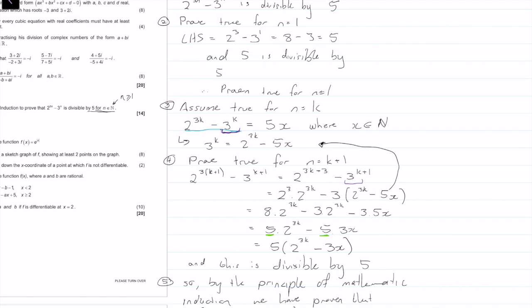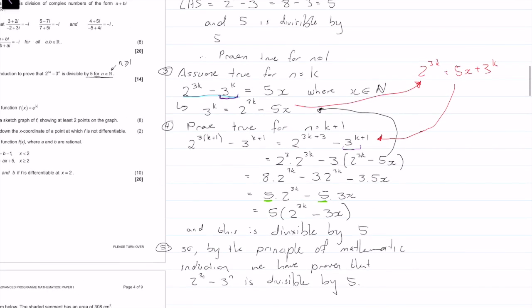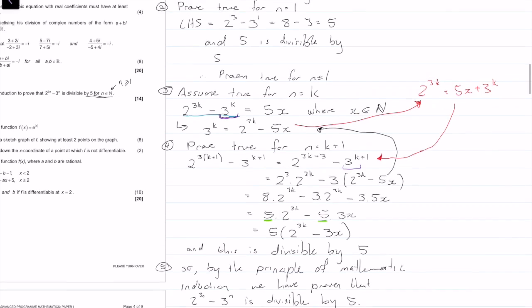Also, just to make sure, in this step we could have also said that 2 to the 3k is equal to 5x plus 3 to the k, and then done that substitution into this equation as well, and you would end up factorizing a 5 out. So it doesn't really matter which way you went about it. I just decided to use 3 to the k as the subject of my formula.